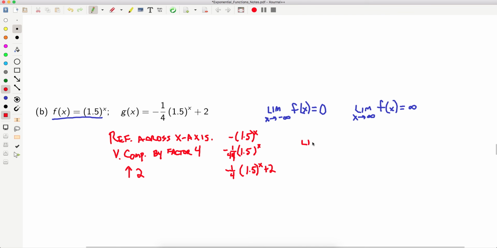And now let's see how that affects the graph of g of x. So we'll see the limit as x approaches negative infinity of g of x, and the limit as x approaches positive infinity, so as it goes to the right. All right, so we take a look at our g of x.